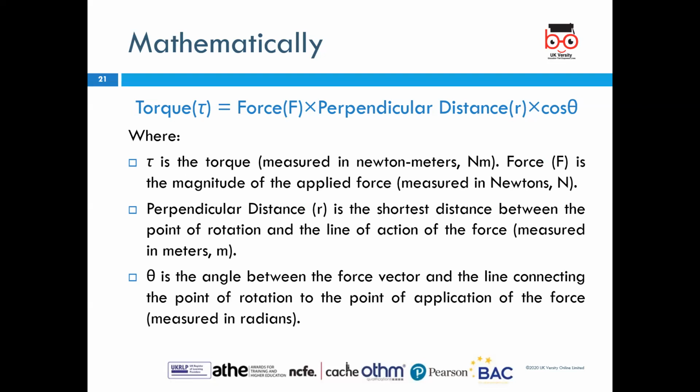Mathematically, torque is equal to force times perpendicular distance times cos theta, where T is the torque symbol measured in Newton meters. Force is the magnitude of applied force measured in newtons. Perpendicular distance, which is the R, is the shortest distance measured between the point of rotation and the line of action of force. This is measured in meters, which is the standard unit we have discussed in the previous class. And theta is the angle between the force vector and the line connecting the point of rotation to the point of application of the force. So that is the formula for torque.